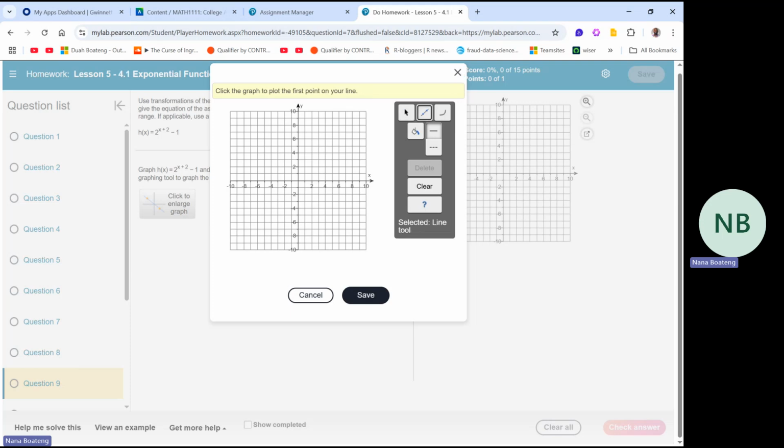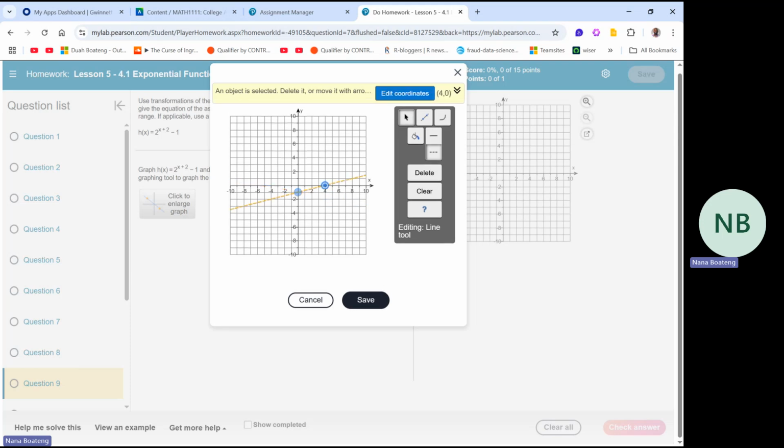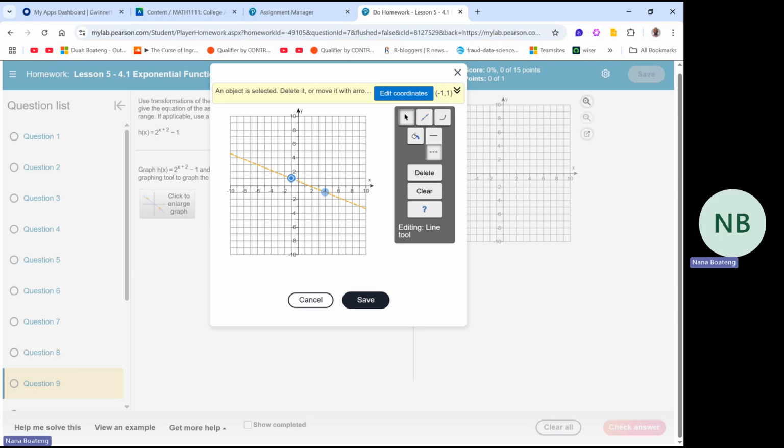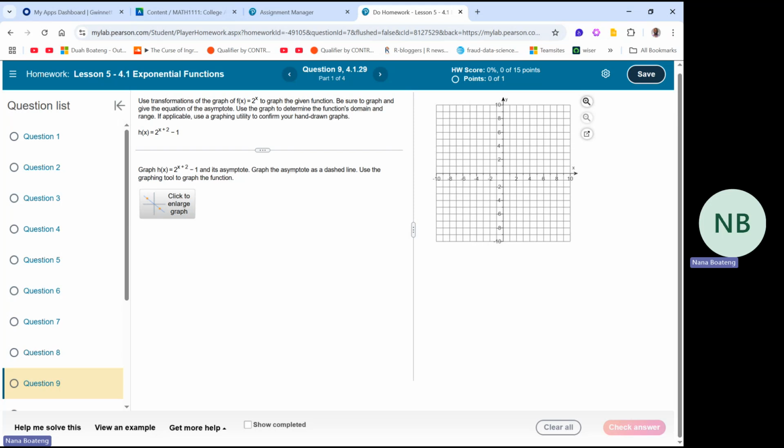So we want to draw the asymptote line. We click on line and we click on this dashed line, and the line should be y is equal to -1. So we click on x is 0, -1 on the y-axis, and we click another point on the same line again. It's a bit tricky. No, let me clear this and do it again.